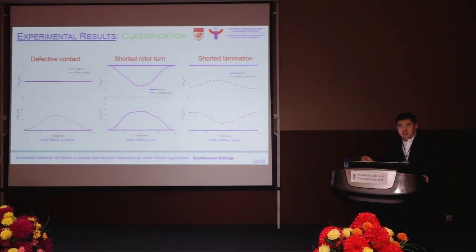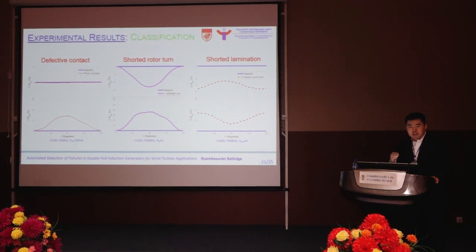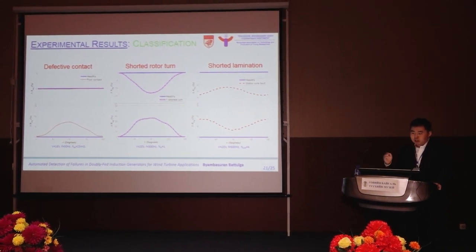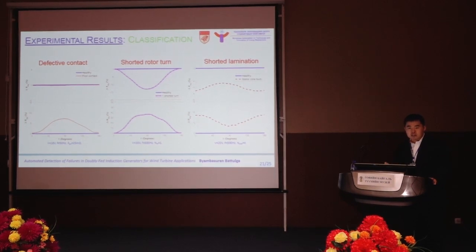When there is a fault in the rotor circuit, that fault will always be in the same place with regard to the rotor circuit, because it's in the rotor circuit. And the second fault is located in the stator core. If we rotate the rotor, that fault will not change in the shorted rotor turn graph, but the phase will shift in the shorted lamination.